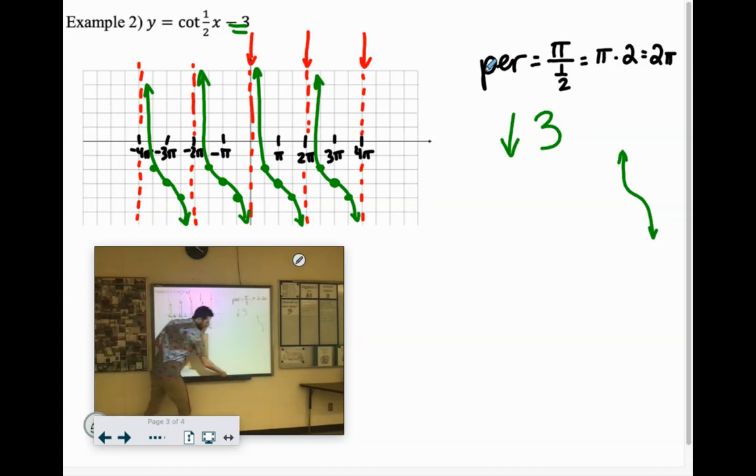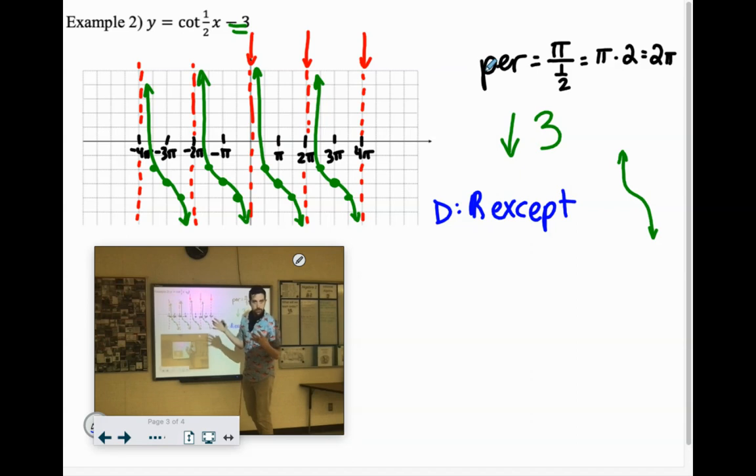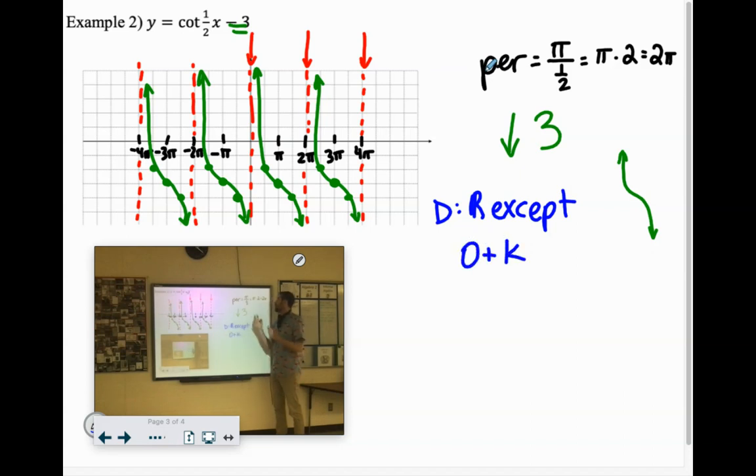All right. Now, on the other ones, I haven't really talked about domain and range. Is that for any particular reason? No, I just forgot. But it's very similar to tangent. So domain, we can say all real numbers except, and then we do our little formula. And remember, our formula is you pick any one of your asymptotes. So let's say we picked 0. And you would write 0 plus k times the period. And our period was 2 pi.